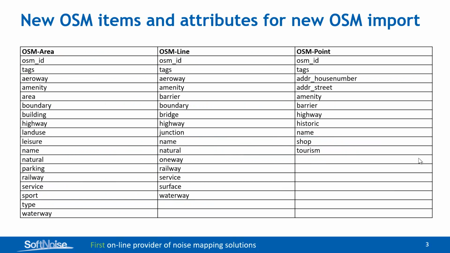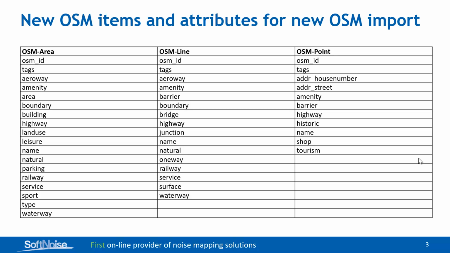Three new item types are available in Predictor 2022: OSM area, OSM line, and OSM point. These three item types have several attributes. These attributes are based on the information available in OpenStreetMap itself. So during the import, these attributes are filled with the data available in OpenStreetMap, so you get a lot of information in your Predictor model.